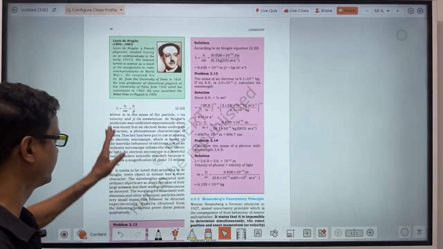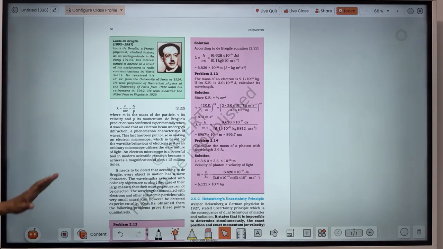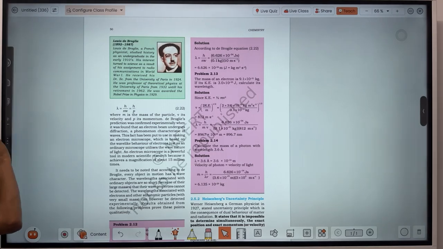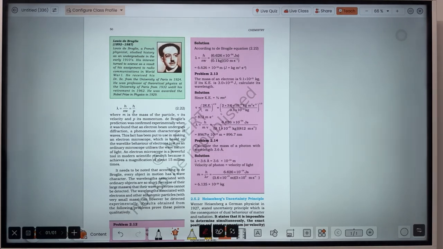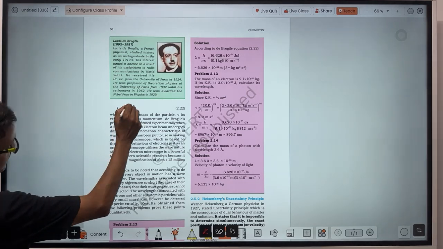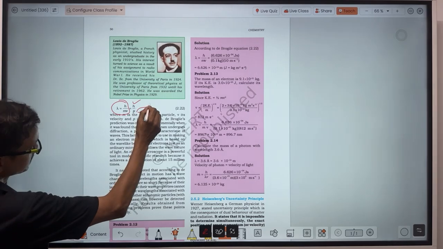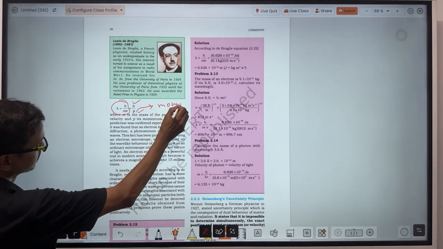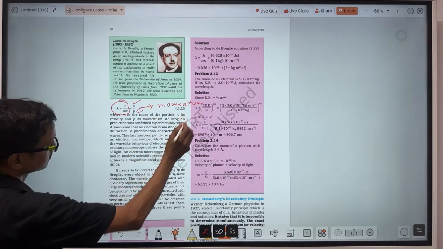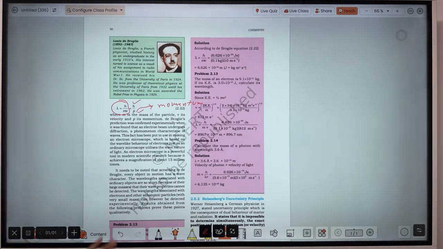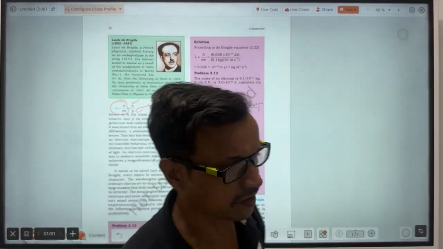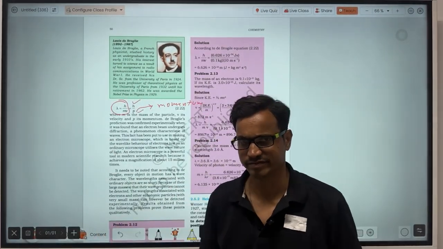The relationship between the wavelength and the momentum was provided by de Broglie: lambda equals h upon mv, or lambda equals h upon p, where p is momentum. This is not only valid for the electron, but for all objects.